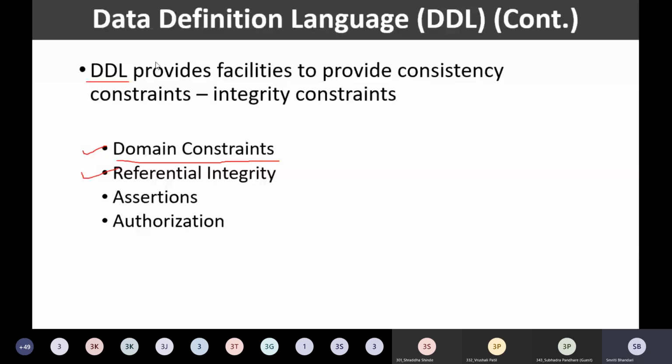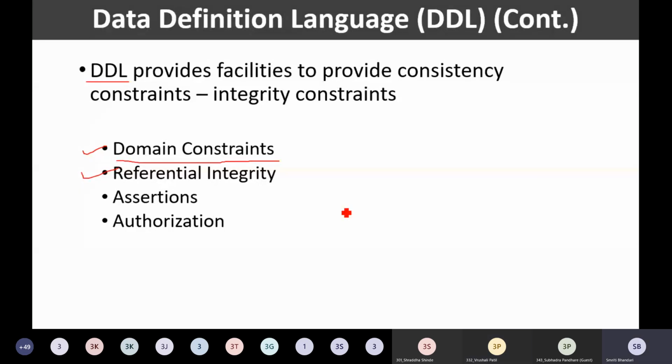May I ask Rushali, roll number 332. In referential integrity, we refer, for example, as we take a department name, we refer to the department table, and if the department is present in that referenced department table, then only we can access it. Yes, correct. So we are having that as the integrity constraint.